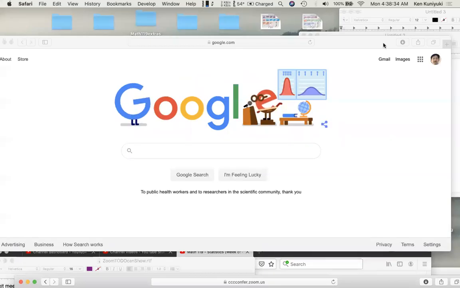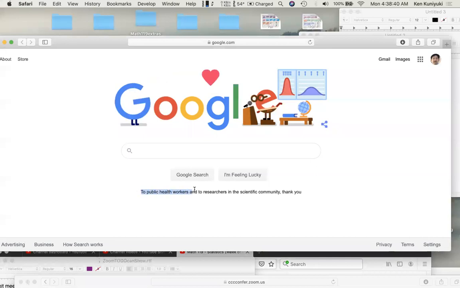Hi, everyone. I wanted to start this with this nice little Google Doodle for today. This is a tribute to public health workers and to researchers in the scientific community. Thank you. And I love the fact that there are a couple of bell curves up there.